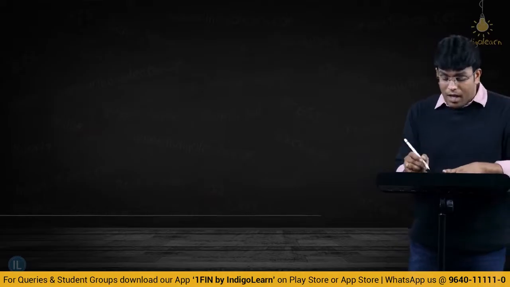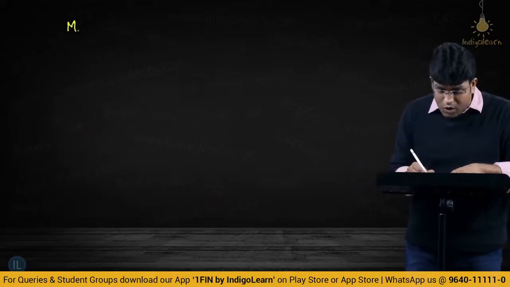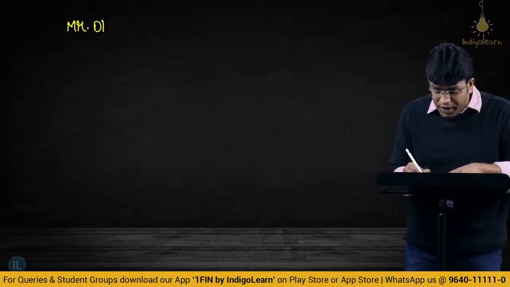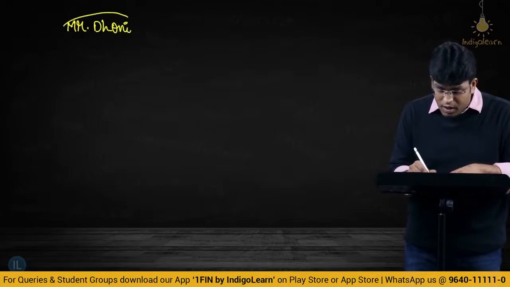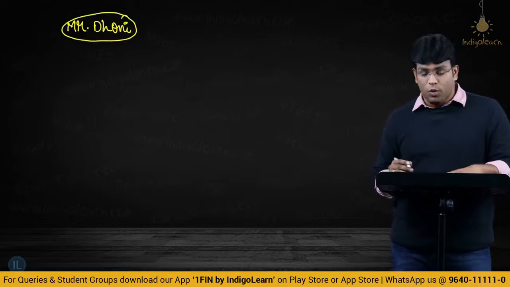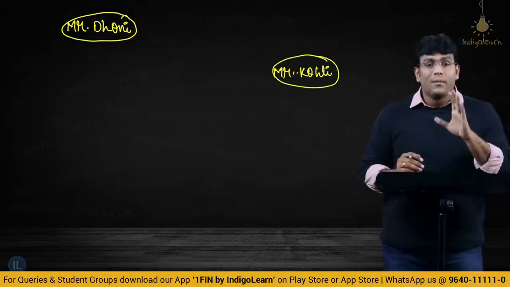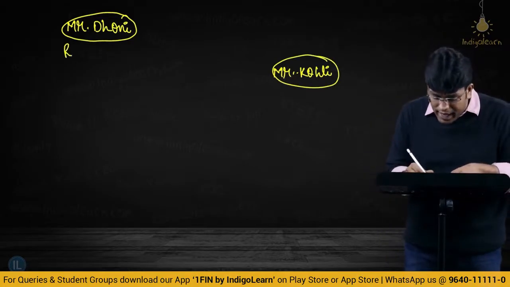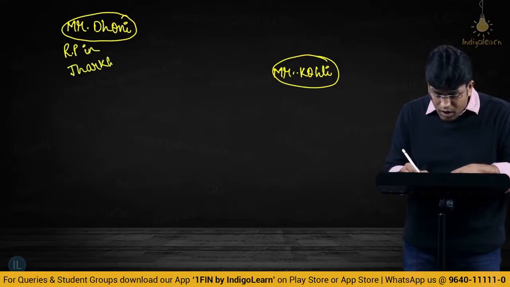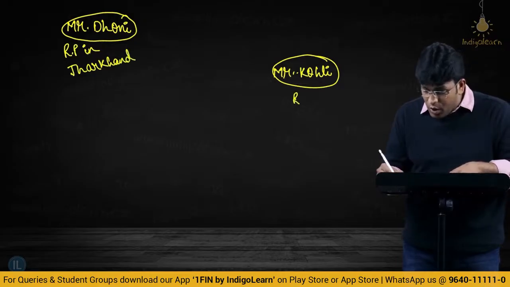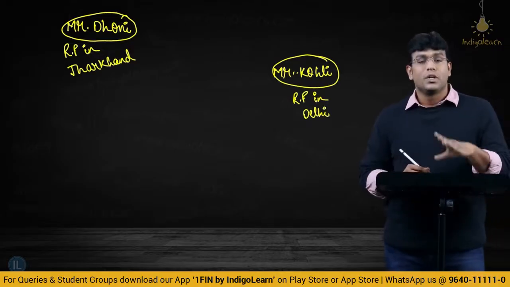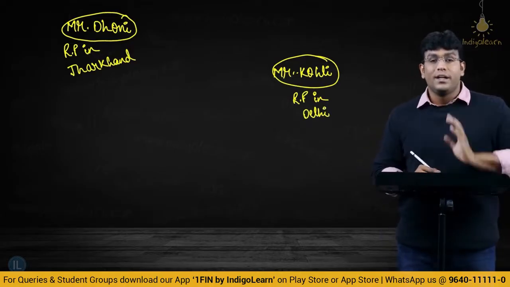Right. Now listen. Let's say there is one particular person called Mr. Dhoni, and there is a person called Mr. Kohli. Let's say for a second, Dhoni is a registered person in Jharkhand. Kohli is a registered person in Delhi.